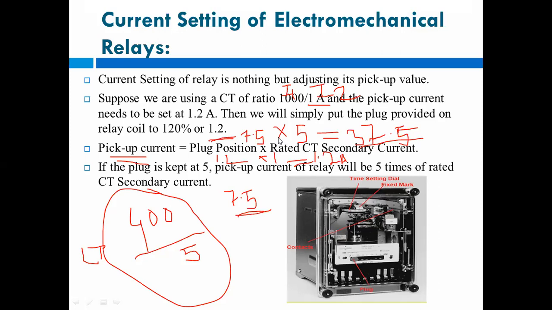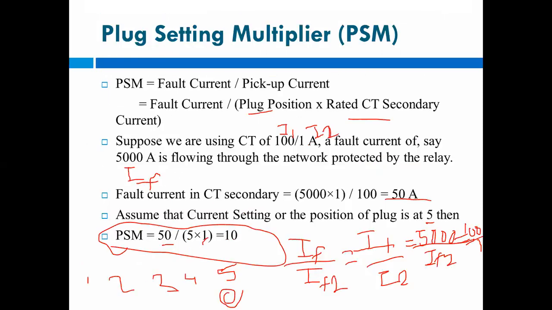Now, if the plug is kept at 5, that means the plug position becomes 5, and your rated secondary current is again 5 ampere. It is constant, right? You are not changing that. So it is again 5. So the total pickup current for this will be 25 ampere. In this way, you can set that pickup current.